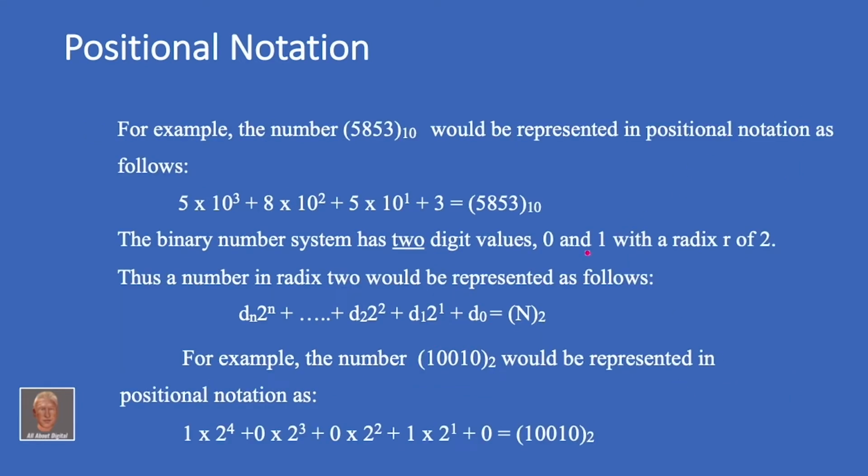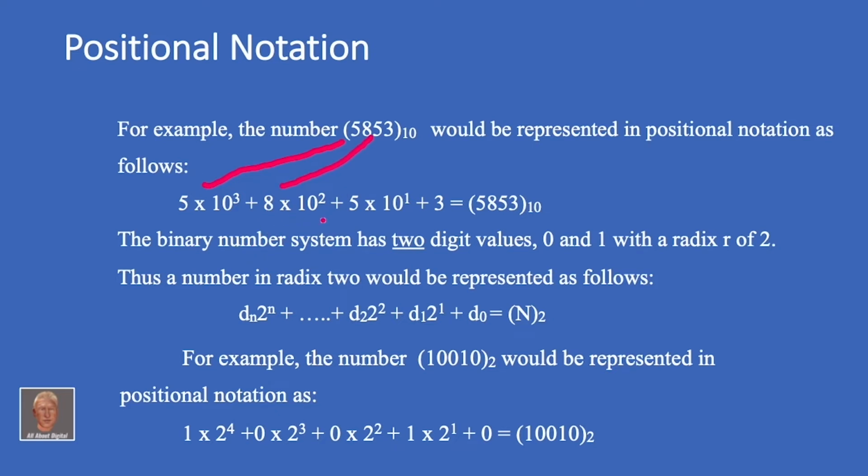So let's do an example. Let's expand the number 5853 in the base 10 in positional notation. So we would have the first digit right here, 5 times, this is the third digit out, so this is digit 0, 1, 2, 3. So it'd be r to the 3 or 10 to the 3 because we're in base 10. So the radix is 10. So it'd be 5 times 10 to the 3. The next digit is 8.